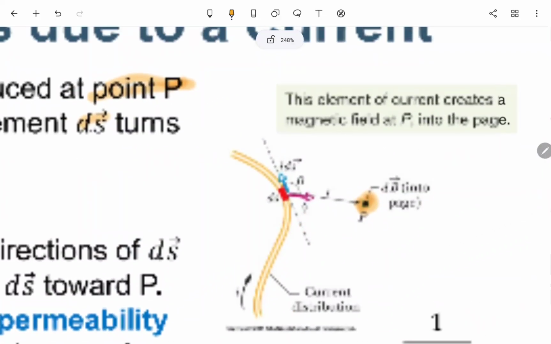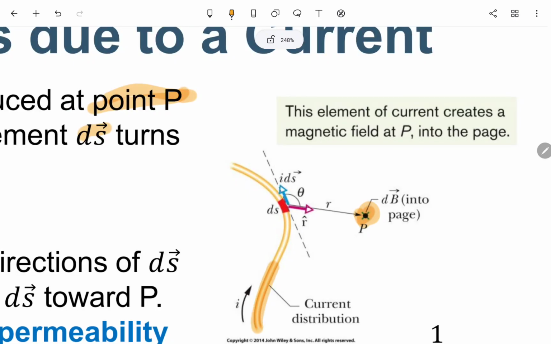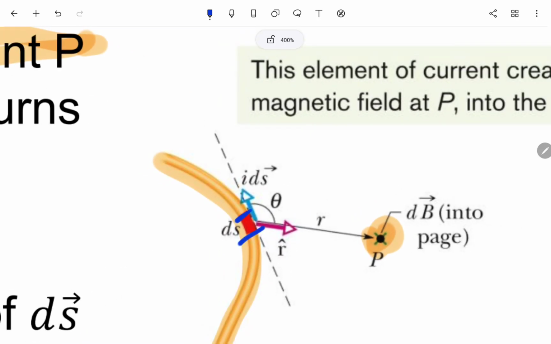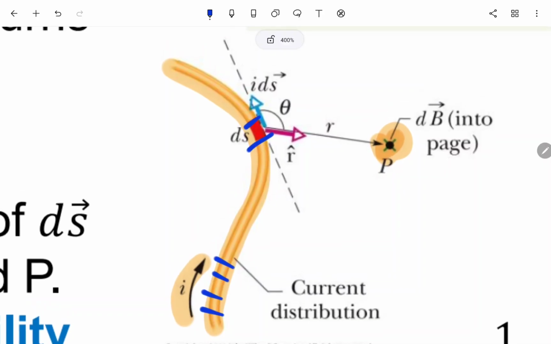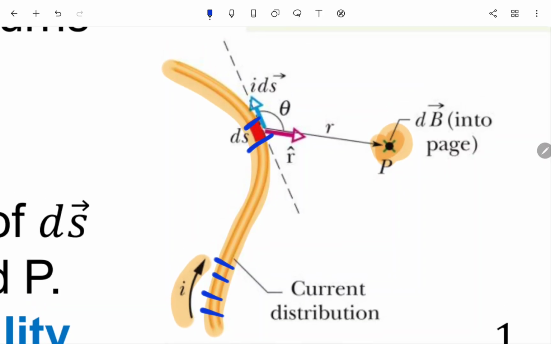Here we have the wire, from here to there, and the current is like this. This wire is not straight, so what we try to do is cut it into small segments. Up to here is ds, and of course this ds vector follows the direction of the current. The current goes from bottom to top, so for this segment, ds is pointing to the top left.